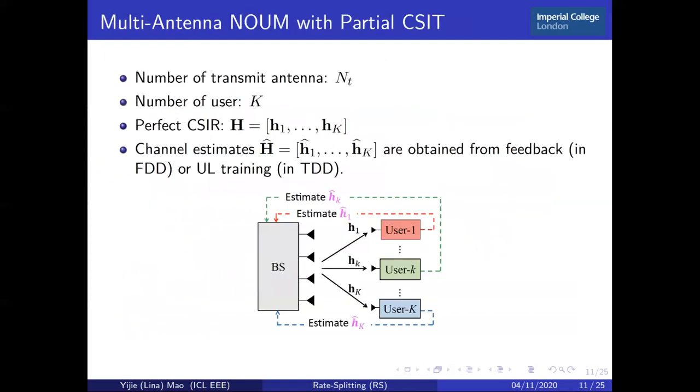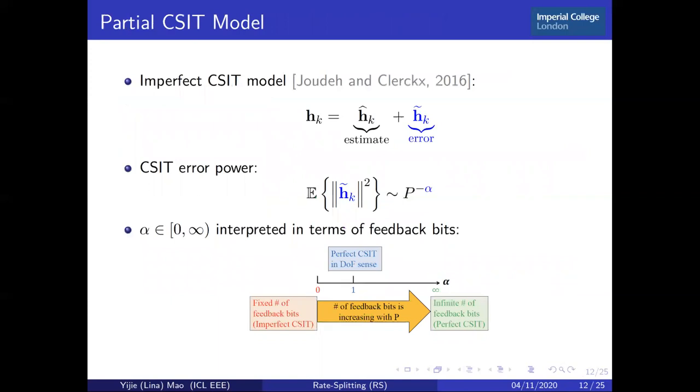In this work, we consider a base station equipped with NT transmit antennas serving K single-antenna users. And we assume that each user knows perfect channel state information, which is perfect CSIR. But due to imperfect CSIT, CSI feedback or delay, the transmitter only knows partial CSI. Here is our partial CSIT model. H hat is the channel estimate known at the base station. H tilde is the channel estimation error. H_k here is the real channel of each user k.